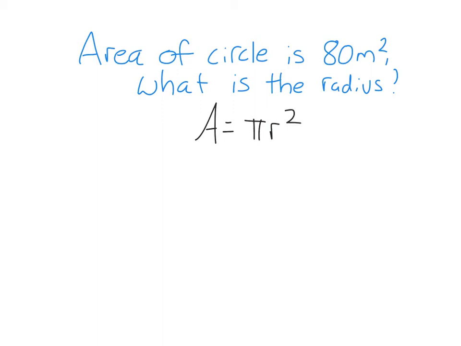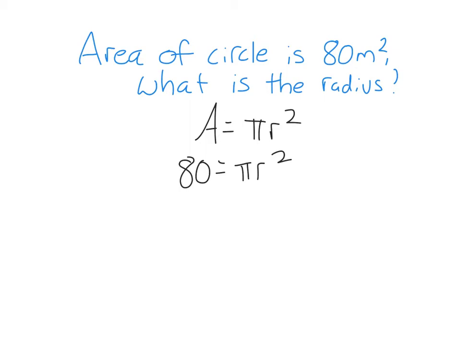We're told that the area is 80, so I'm going to take this equation. The only thing I'm going to change is replace A with 80, because I'm told the area is 80. I want to find out what r is. So I'm going to use the same principles. I'm going to undo everything that's been done to r.